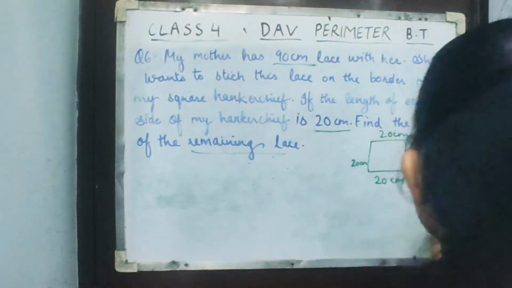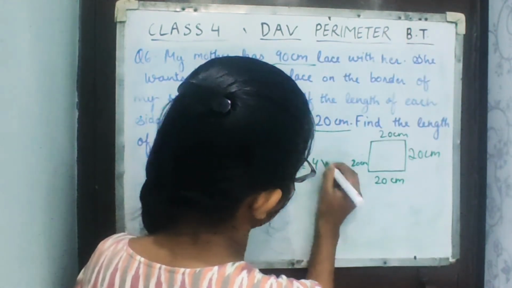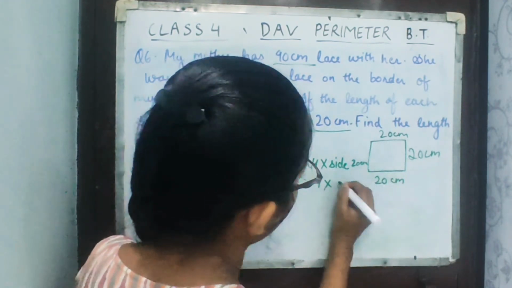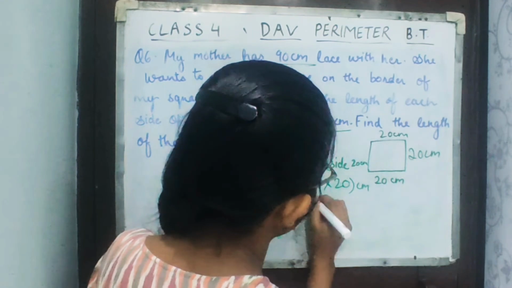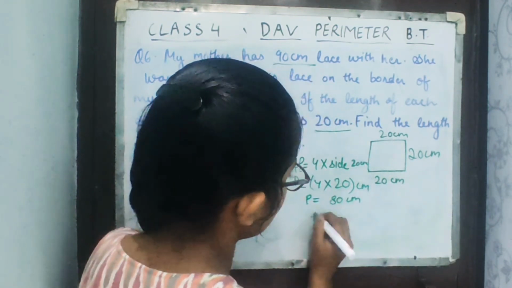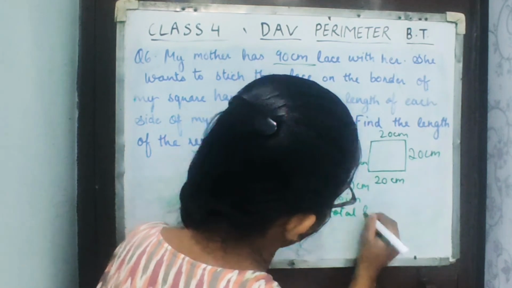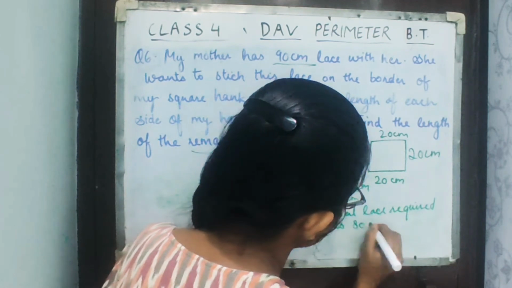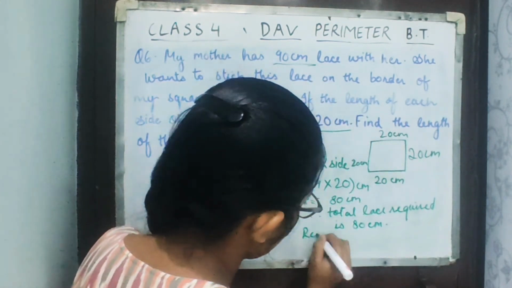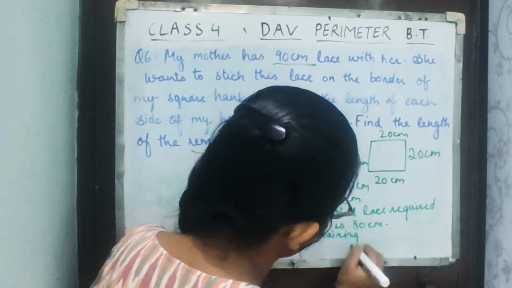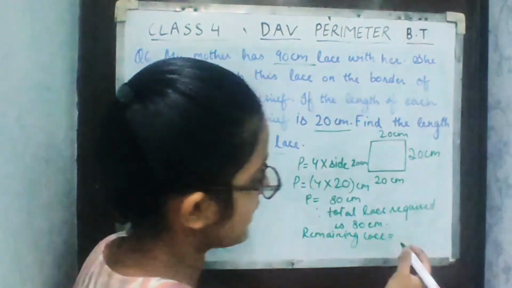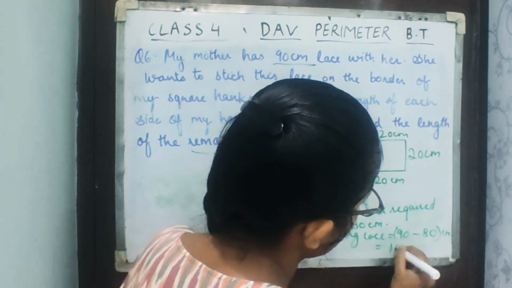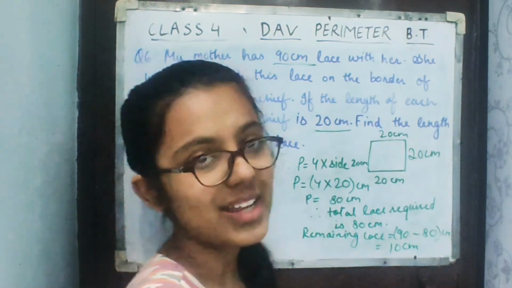So now we'll start with the perimeter. That means perimeter is equal to 4 into side. So perimeter is equal to 4 into side, which is 20. So perimeter is what? 80 centimeters. So therefore total lace required is 80 centimeter. Okay, now remaining lace. So remaining lace we need to find now. So mother has how much? 90 centimeter minus 80, because we only need 80. Okay, so remaining lace will be 10 centimeter. 90 minus 80.